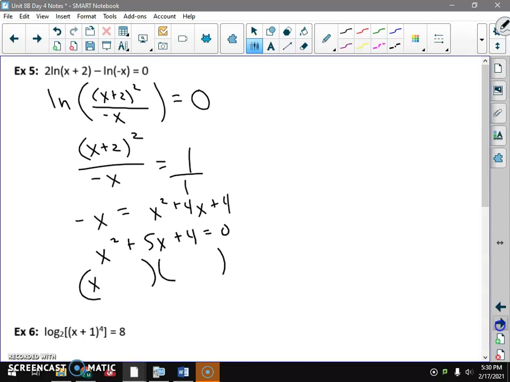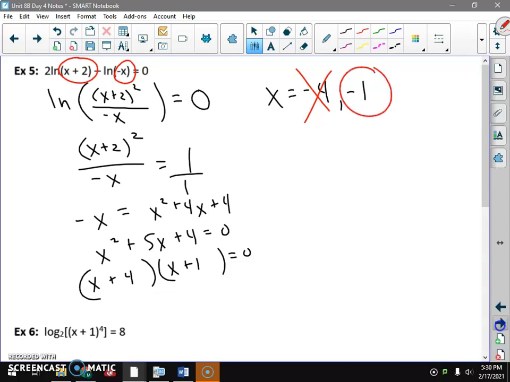Factors of 4 that give you 5, plus 4 plus 1. Solutions, x equals negative 4, negative 1. Maybe neither of them work. Let's see, if I plug negative 4 into this, I would get negative 2. Negative 4 into this would actually work, because it would make it positive 4, but it doesn't work in the first one, so that's eliminated. Negative 1 into the first, negative 1 plus 2 is 1, so that works. Negative 1 is positive 1, so that works. Only answer, x equals negative 1.